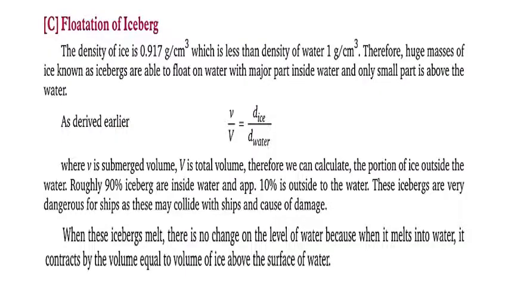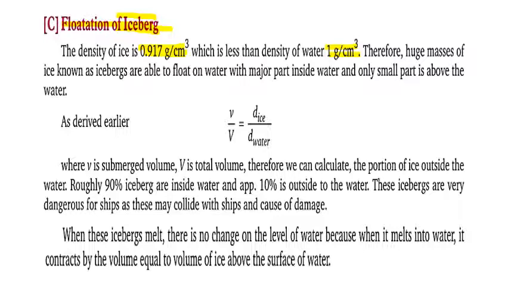Another very important application that I am taking, which is also very useful in your numericals, is the flotation of icebergs. Now see, the density of ice is slightly less than the density of water. Water is 1 gram per centimeter cube. The density of ice is 0.917 gram per centimeter cube. Why?